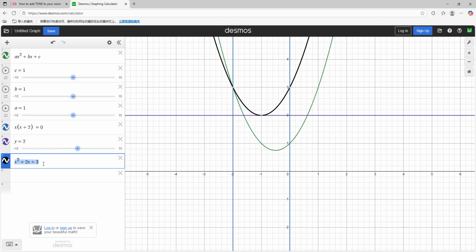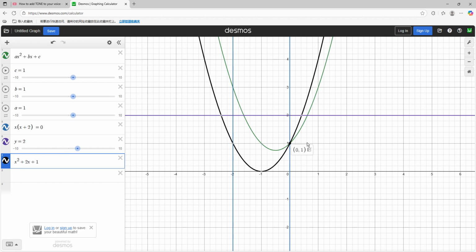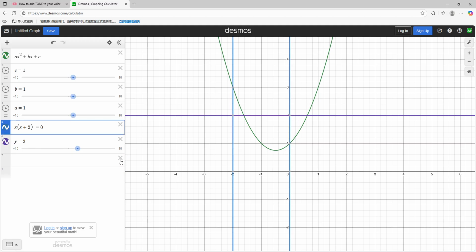For example, x² + 2x + 3 has y-intercept 3. x² + 2x + 2 is at 2. x² + 2x + 1 is still at 1. Basically, just look at the rightmost term which has no x, and that will be your y-intercept, where x equals 0. Anyways, this is the most simple basic understanding of what a quadratic curve is.